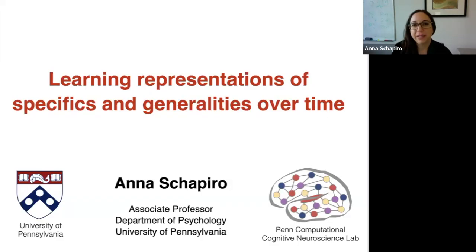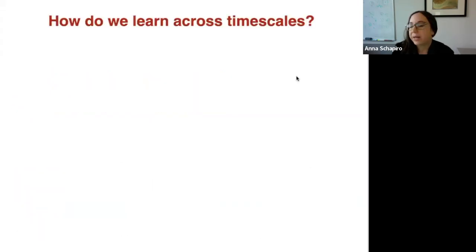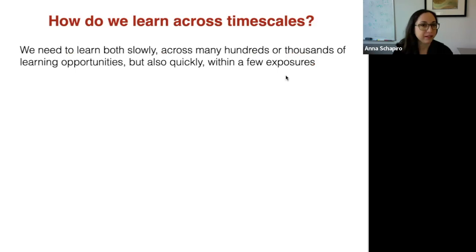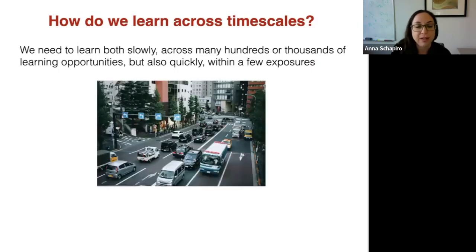Okay, so let me dive in. Today I'm going to ask the question, how do we learn across timescales? We need to learn both slowly, across many hundreds or thousands of learning opportunities that might unfold over days and weeks and months and years. But also often we need to learn quite quickly, sometimes within a few exposures or even after just one exposure to some piece of information.